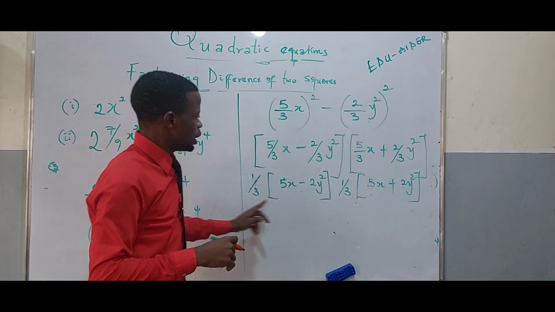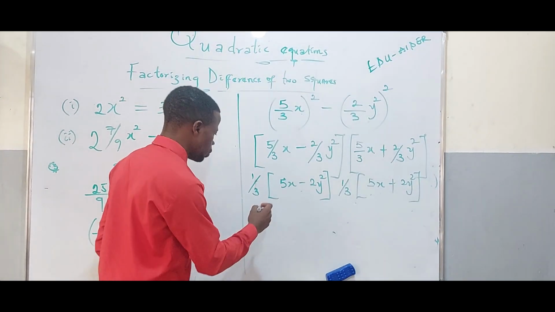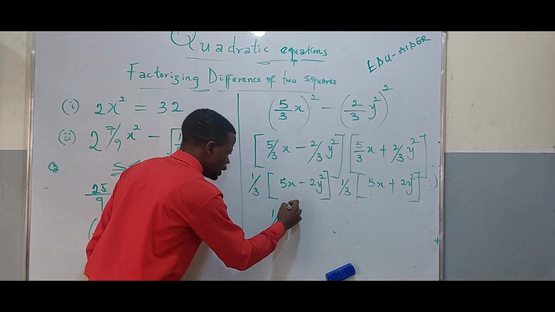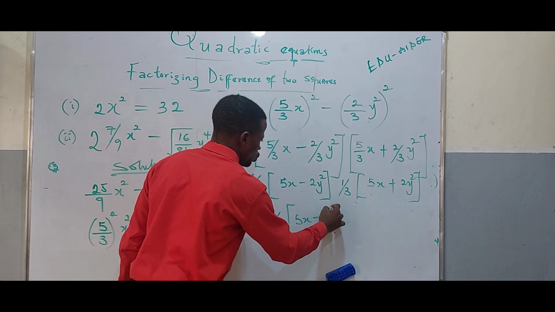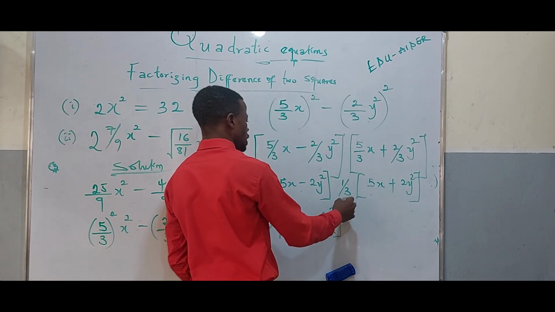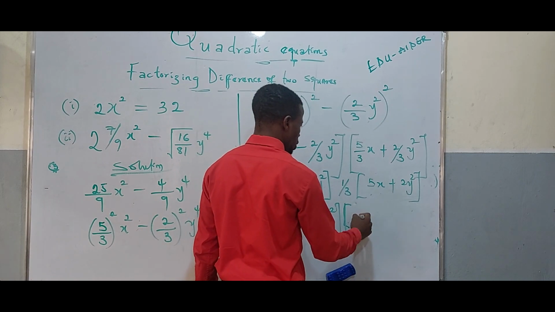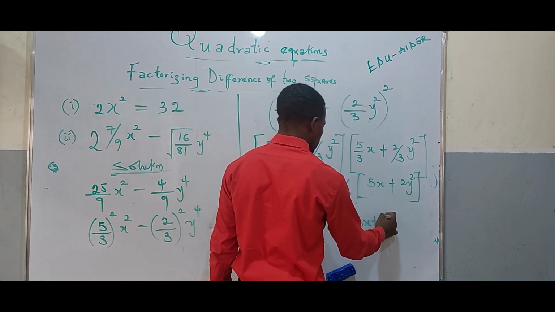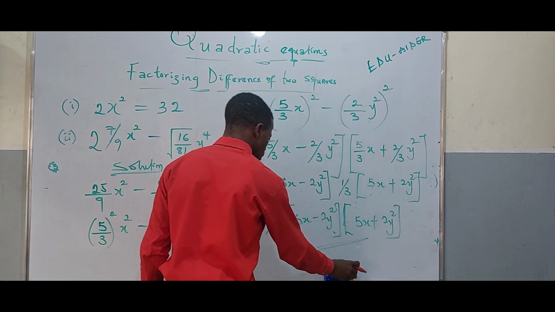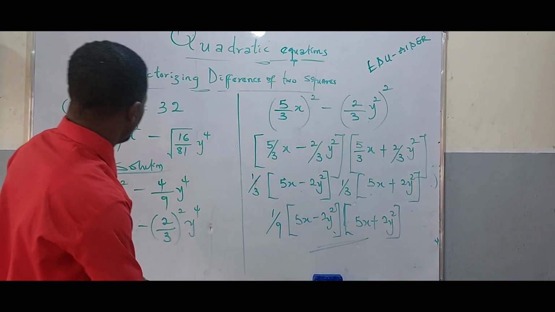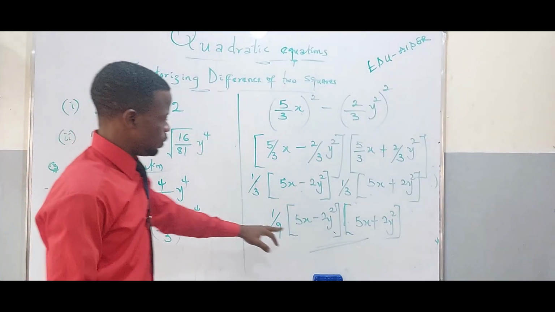Are you seeing that? These guys, you can bring them out. So we have 1 upon 9. Then we have 5x minus 2y squared. Then here we have, again, 5x plus 2y squared. We are done. This is the factorization of this.